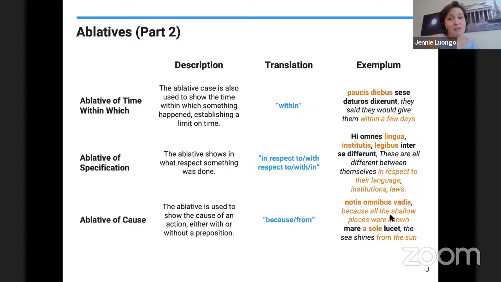And then the ablative of cause is often the one that I tell my students, if they can't figure out any other ablative, think about whether it could mean because of something. And it comes in super handy. Maybe in Latin 1, you learned that the ablative could mean with, by, from, or in. Well, add because to that. So "notis omnibus vadis," because all the shallow places were known by the British, it made it easier for them in that particular battle that we were reading about.